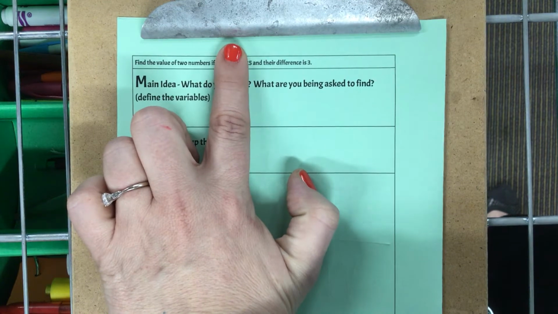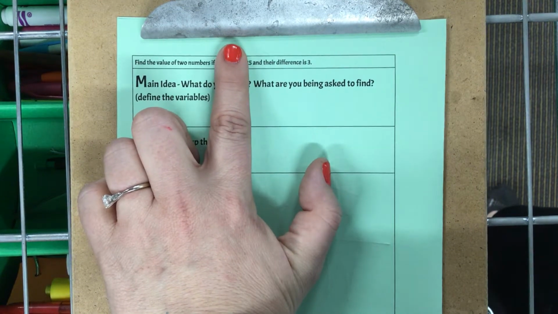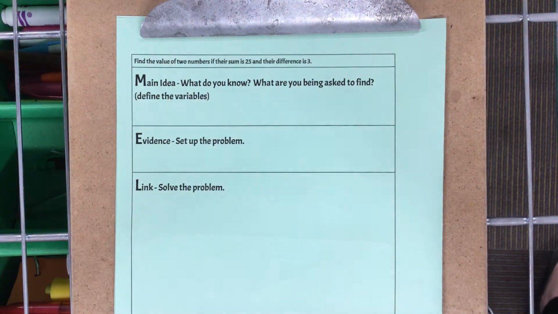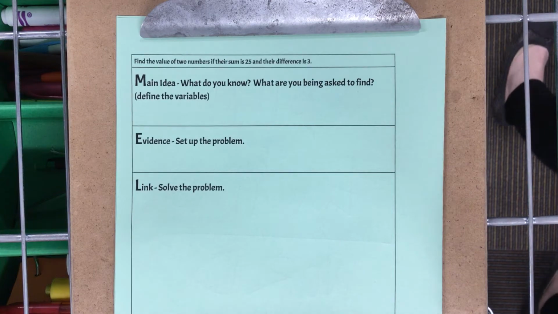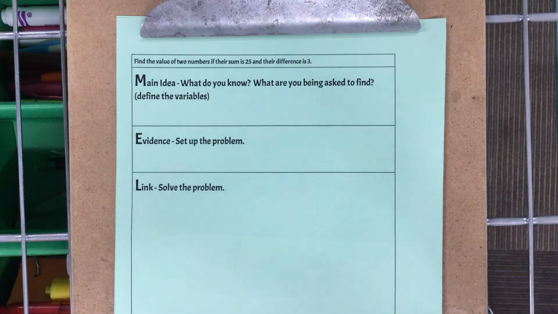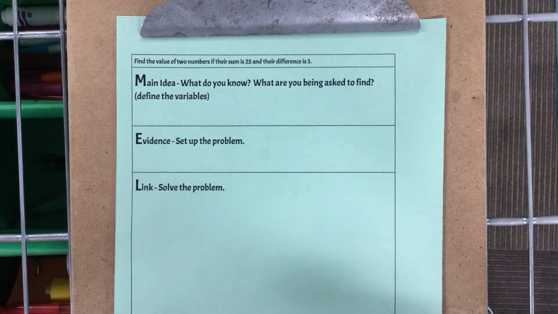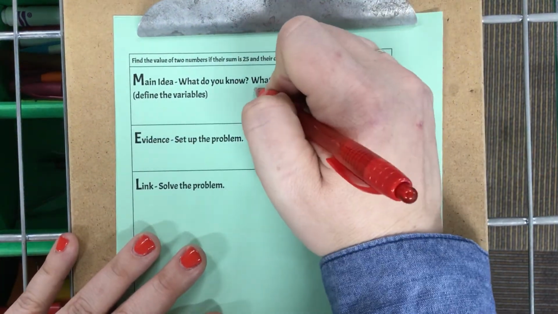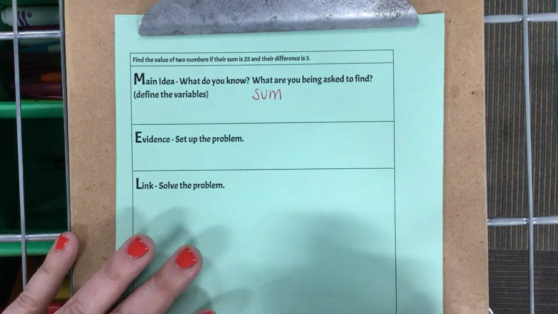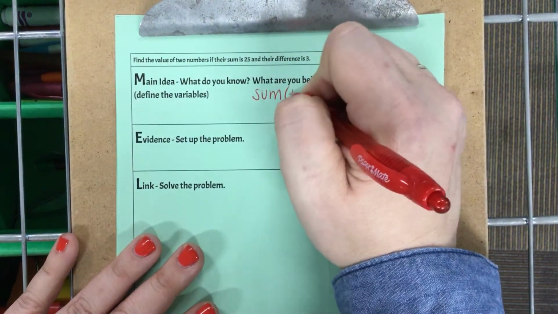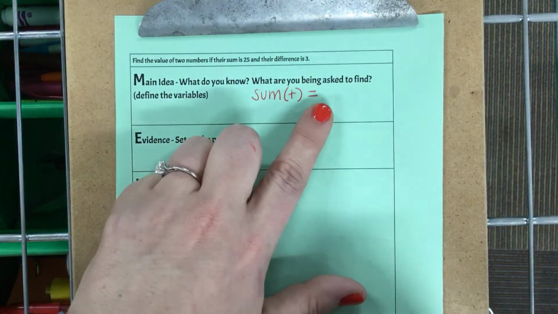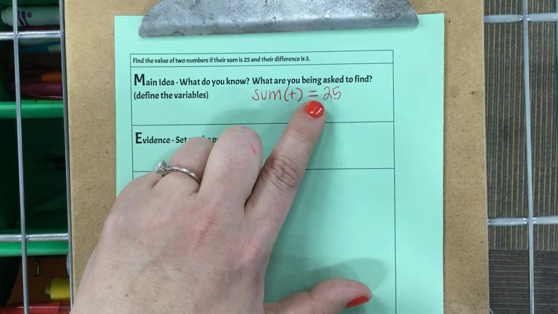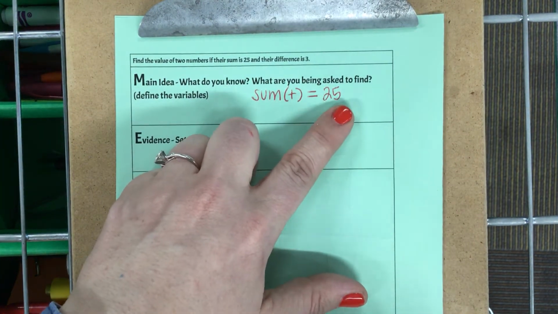From this problem, I can tell you some information. It gives me information in that problem. What does it tell me, Brenna? That their sum is 25 and their difference is 3. Perfect. So it tells me the sum. And what does the word sum mean? When I add them together, it equals 25. Is that true? It gives me an answer. My first answer it gives me is 25.